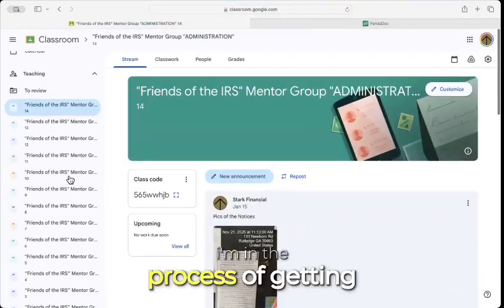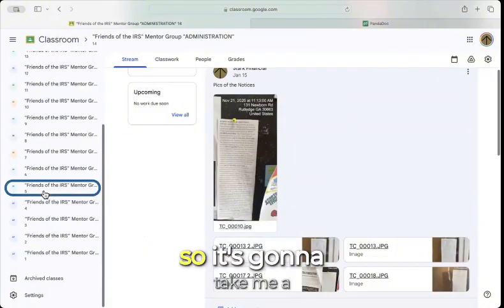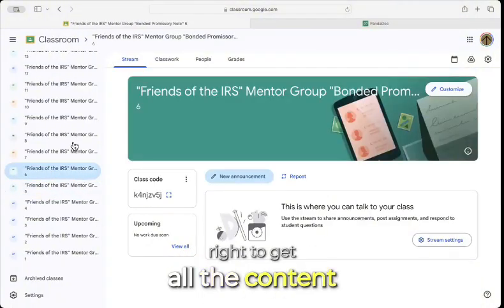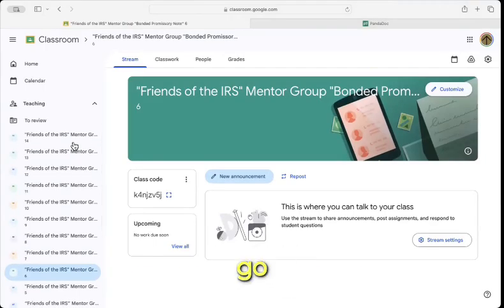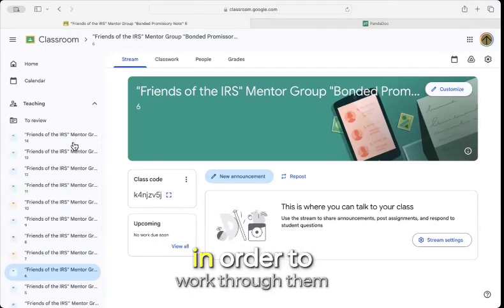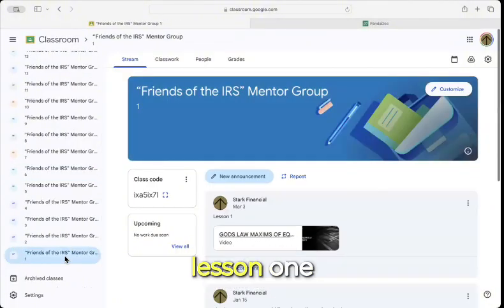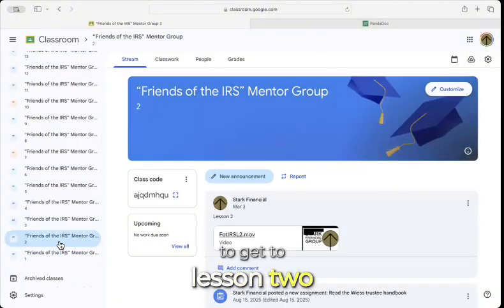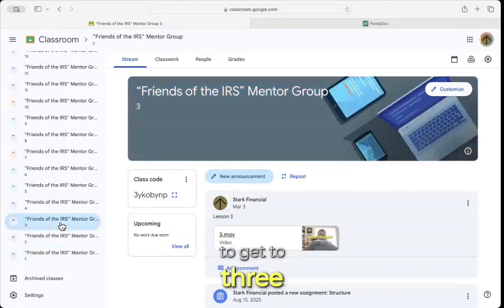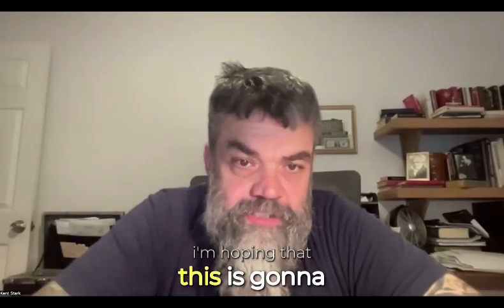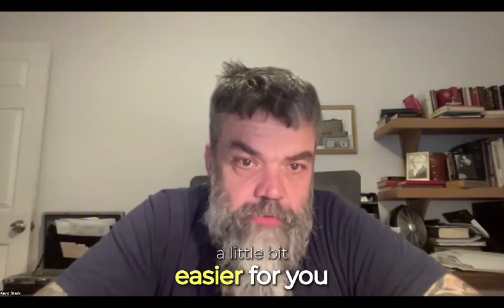Now I'm in the process of getting everything uploaded here, so it's going to take me a little bit, right, to get all the content in here. But this is where you're going to go, and this is what you need to use in order to work through them. This is going to be set up so that you have to do lesson one to get to lesson two. You have to do lesson two to get to three. You have to do the three to get to four.